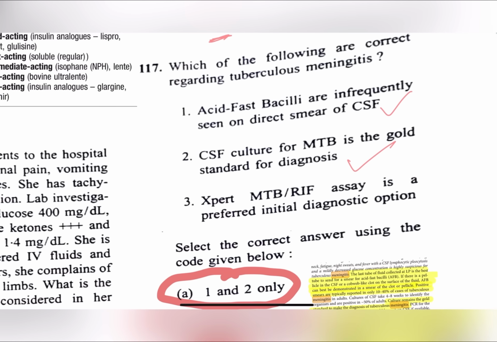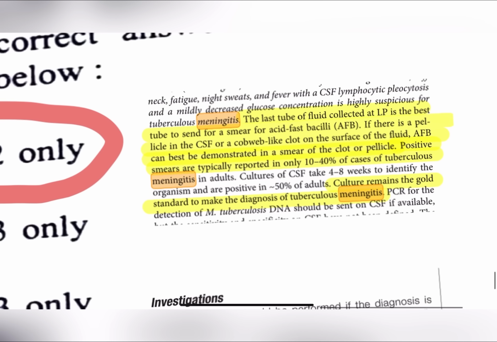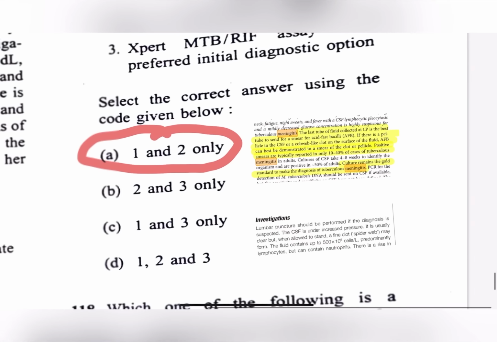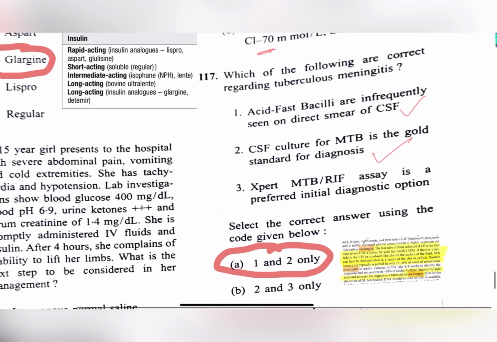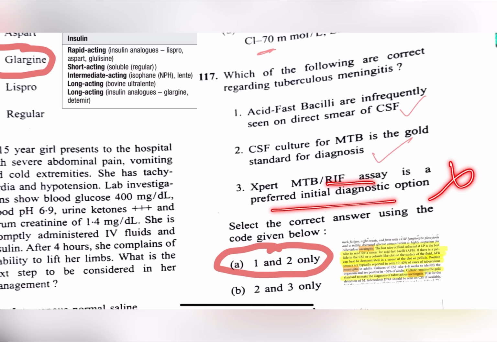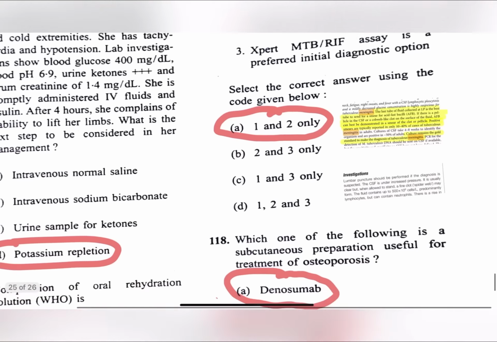Next question is, which of the following are correct regarding tuberculous meningitis? In tuberculous meningitis we use the fluid for the smear for acid fast bacilli. Next, culture remains the gold standard to make the diagnosis of tubercular meningitis. They are saying acid fast bacilli are infrequently seen on direct smear of CSF. That's true. CSF culture is the gold standard. That's true. Xpert MTB assay is a preferred initial diagnostic option. That's wrong. So the answer for this question is 1 and 2.